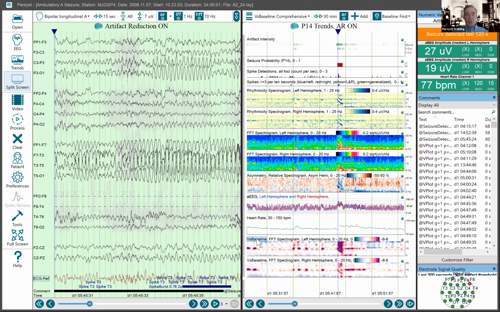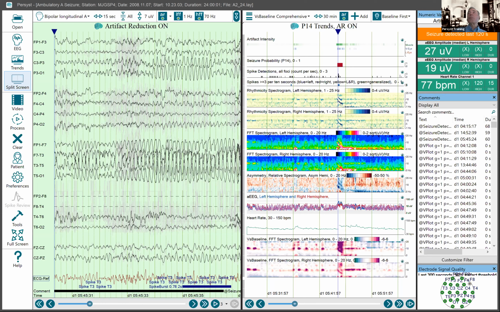Now these versus-baseline trends, there are some interesting things you can do with those. You can mark a section of EEG, and if you want to see where places are identical to that, it's going to be quite faint. When we have changes from that baseline, it's going to turn increasingly red or increasingly blue, to green if we have less of that. So let's go ahead and click out of that part.